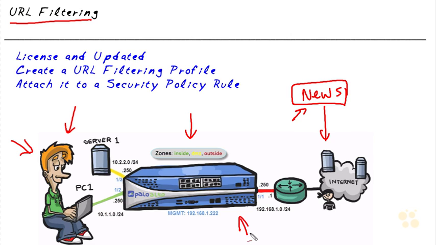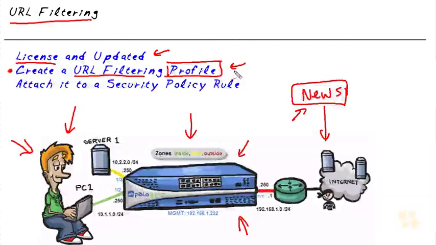Now, it does require a license for the URL filtering feature, and we also want to make sure that we're doing updates so that our Palo Alto has the latest and greatest information. And with those items in place, the two basic things that we're going to do is we are going to create a URL filtering profile. And in this profile, we can specify the categories of what types of sites are allowed, and more specifically, what types of sites are not allowed.